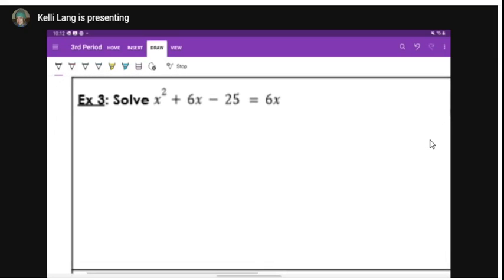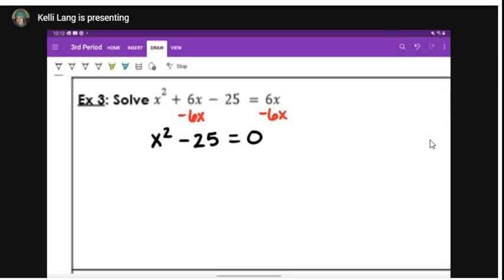In the next example, something quite similar is happening in example 3. We need to get this into standard form equals 0. So let's start by undoing the 6x. Well, as you can plainly see, on the right-hand side, we end up with 0. But on the left-hand side, something happens as well where the 6x and the negative 6x cancel each other out and they disappear. So there's nothing there in that space anymore.